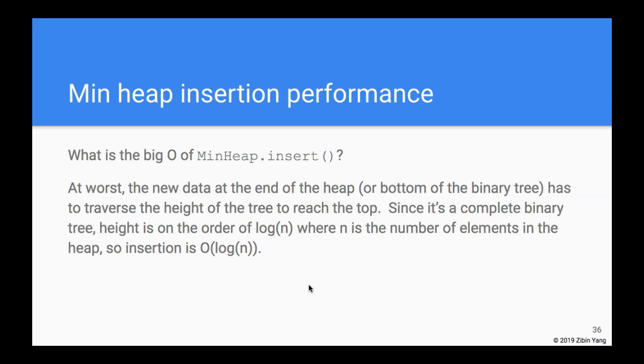So this is something that we've seen before in a binary search tree: in the worst case scenario, the new data at the end of the heap, or at the very bottom of the binary tree, in order to reach the root position, has to traverse the height of the tree, right? And because it's a complete binary tree, it's balanced. So the height of a balanced tree is on the order of log of n, where n is the number of elements in the heap. So that means the insertion itself is just O of log of n.